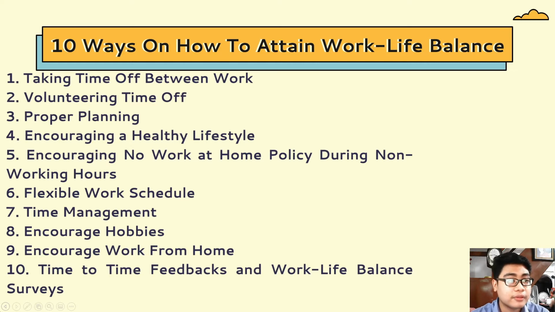For our fifth way on how to attain work-life balance is encouraging a no-work-at-home policy during non-working hours. So some employees frequently take their work home to rush for the upcoming deadlines. It will be a serious issue because an employee must rest when he or she is home. Excessive workloads reduce the amount of rest that the human body requires.